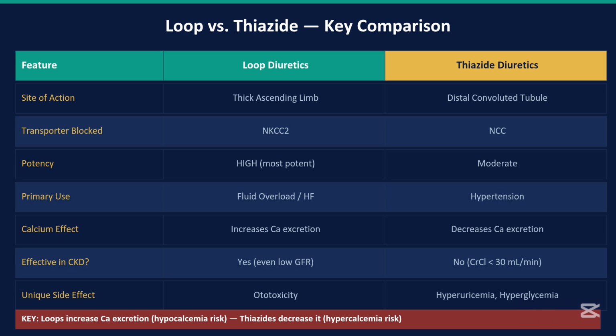One more important point: thiazides lose their effectiveness when the creatinine clearance drops below about 30 milliliters per minute. In patients with significant kidney impairment, you need to switch to a loop diuretic.